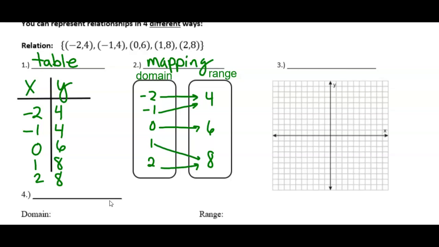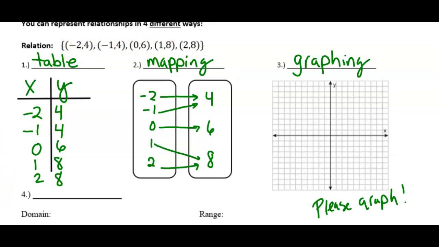Okay, so what about graphing? These are each ordered pairs. So since they're ordered pairs, I can graph them. So I would like you to do so. You know how to graph. This is my X, this is my Y. Graph this point, graph this point, graph this point, graph this point, graph this point. Don't connect them at all, simply put them on the graph, okay?